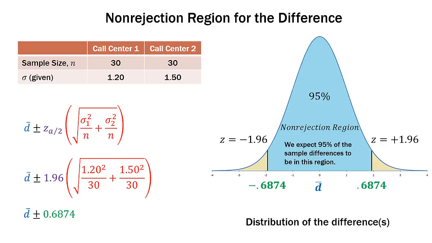Now we have our interval estimate. We calculated that down here in the lower left. So it's plus or minus 0.6874 minutes. So whatever our difference is, assuming a sample size of 30 for each call center, and the same population standard deviation, which we would assume since it is the population standard deviation, the interval estimate around the difference will be plus or minus 0.6874 minutes.